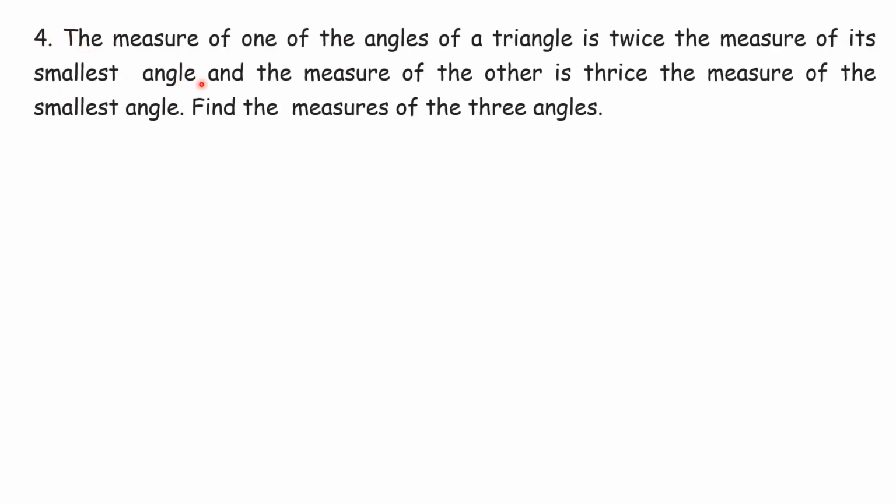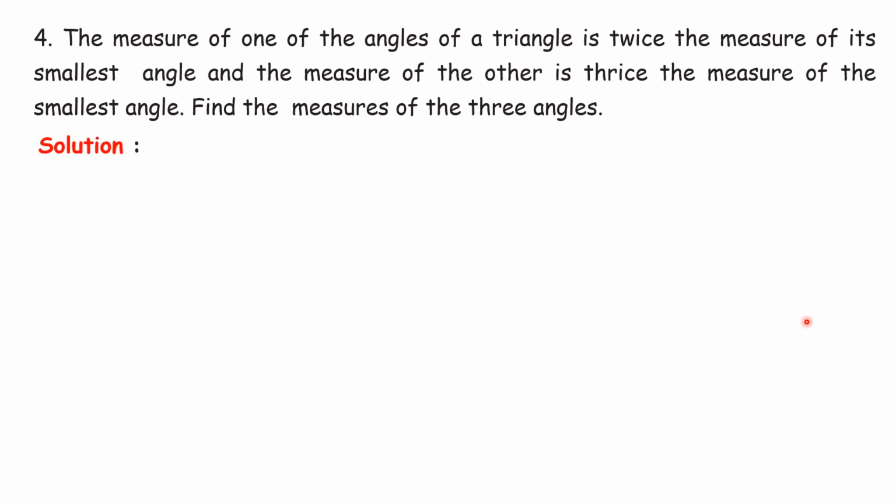Fourth example. The measure of one of the angles of a triangle is twice the measure of its smallest angle, and the measure of the other is thrice the measure of the smallest angle. Find the measure of the three angles. The smallest one we take as A, then the second angle, that is twice the measure of the smallest angle, is 2A, and the third one is thrice the measure of the smallest angle.